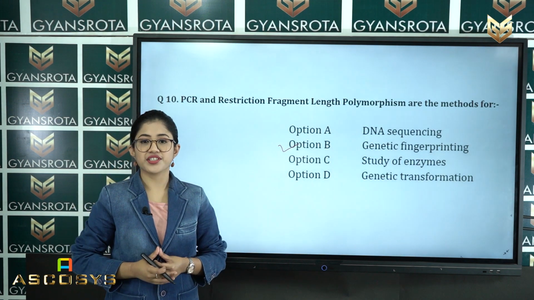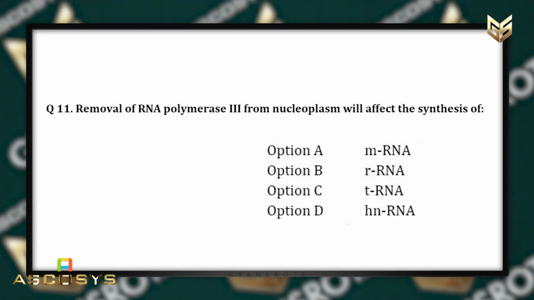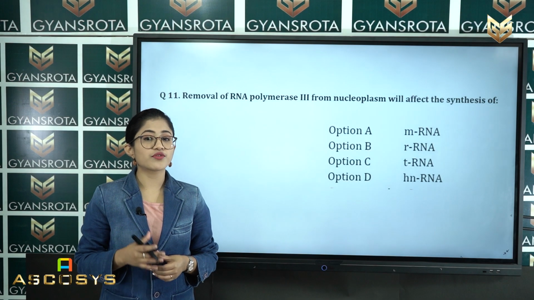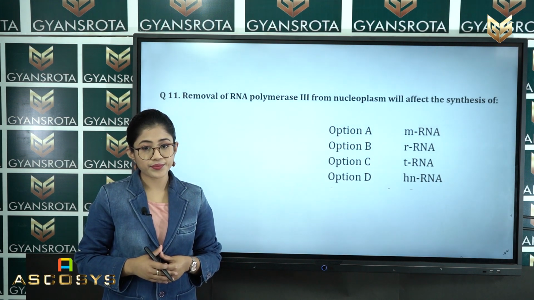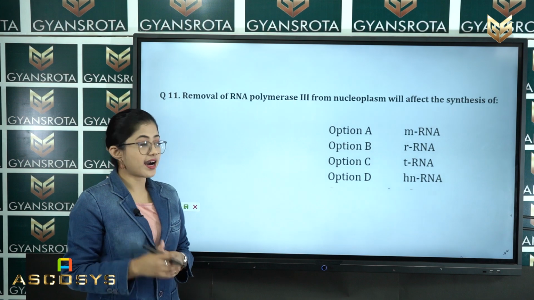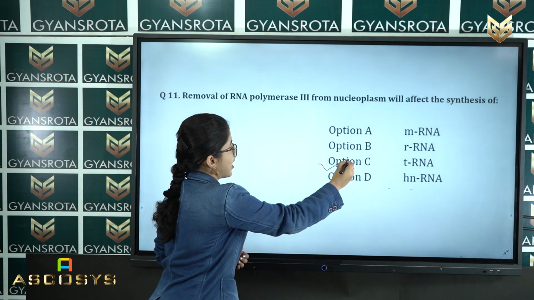Now let's see the next question, that is question number 11. Removal of RNA polymerase III from nucleoplasm will affect the synthesis of option number A, mRNA, option number B, rRNA, option number C, tRNA, and option number D, hnRNA. Student, this is also from the chapter Molecular Basis of Inheritance. So what is the correct answer? The correct answer is tRNA, that is transfer RNA.